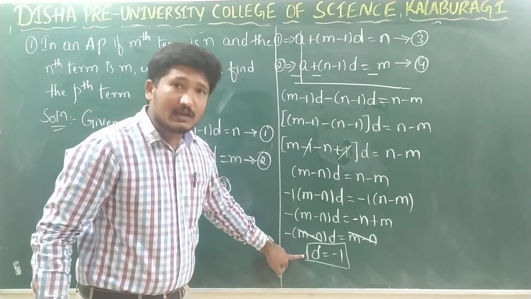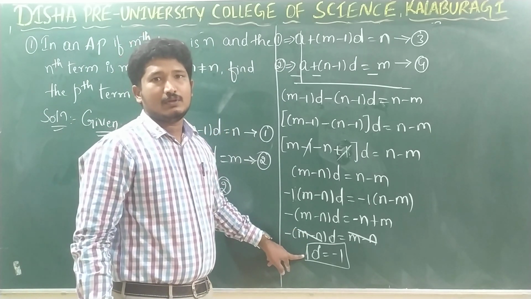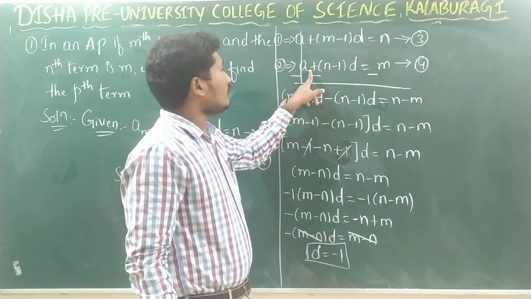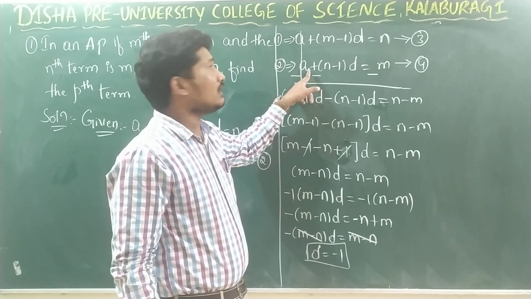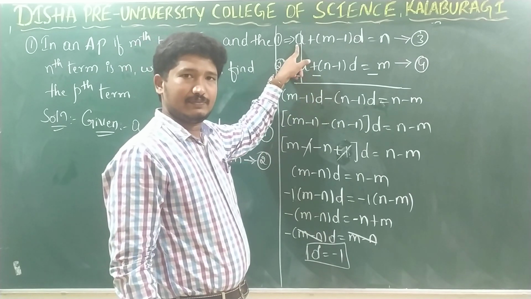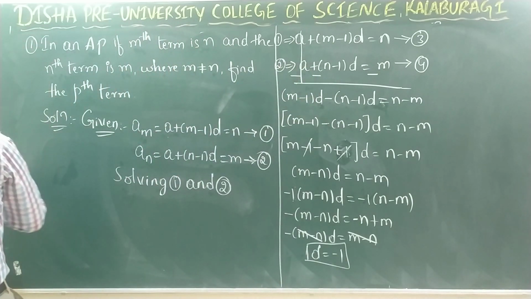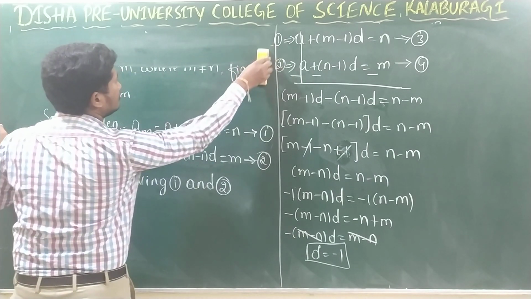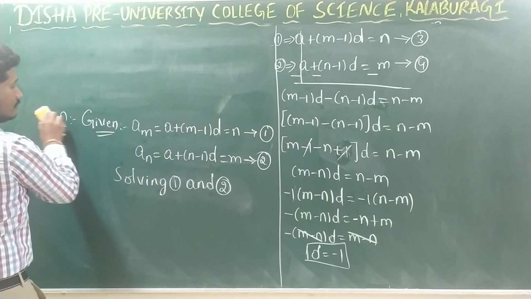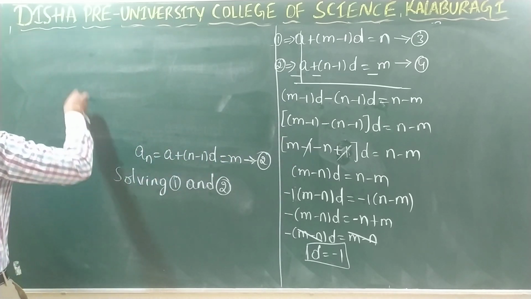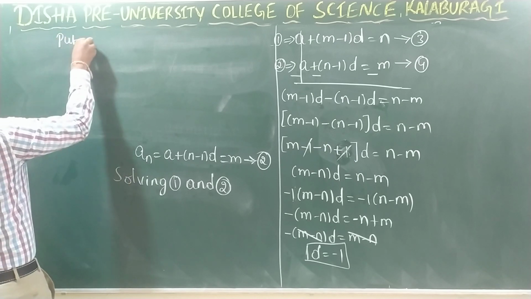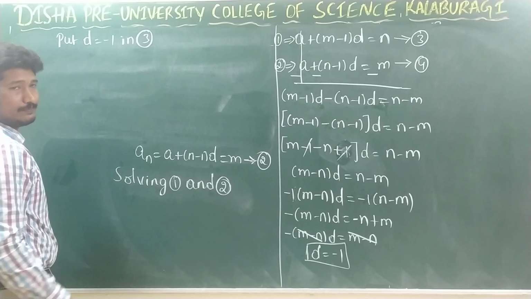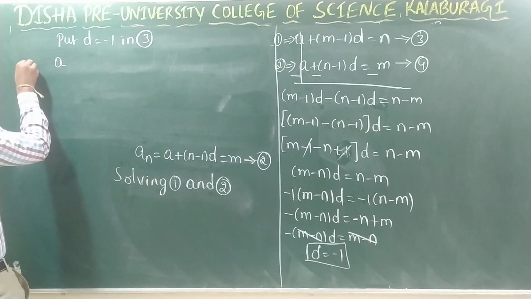Now the obtained d value, you just put it in either of these equations, that is put it in 3 or 4. What you will get? You will get the value of a, right? So let us do that. See, put d is equal to −1 in equation 3. You can also substitute that in 4. So what the equation will be?